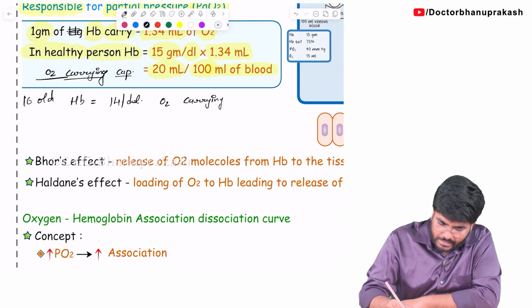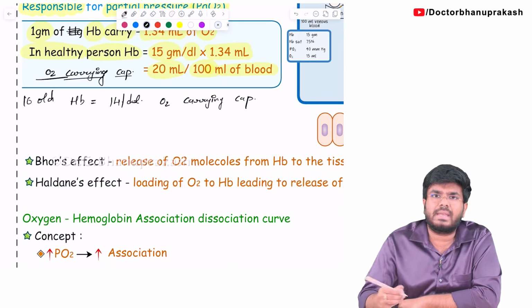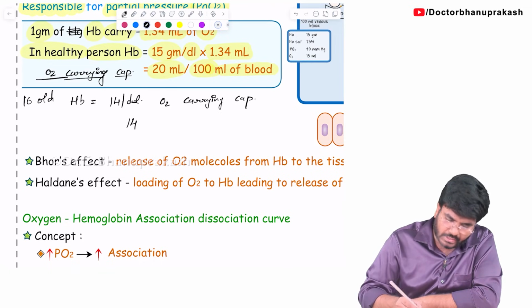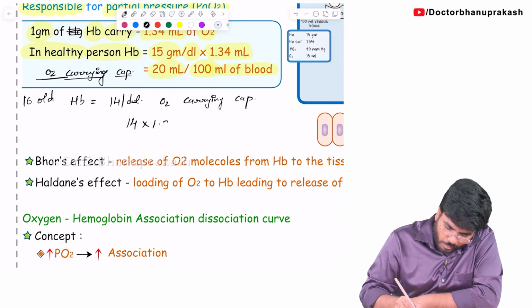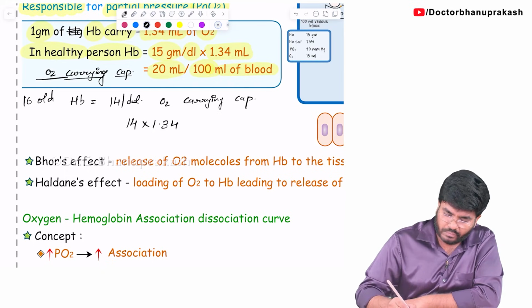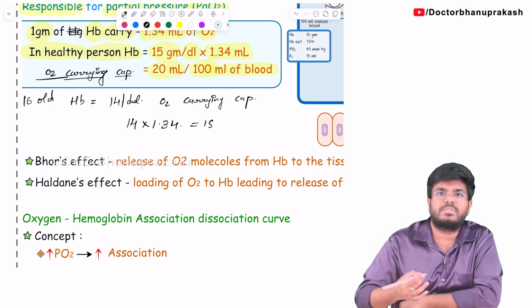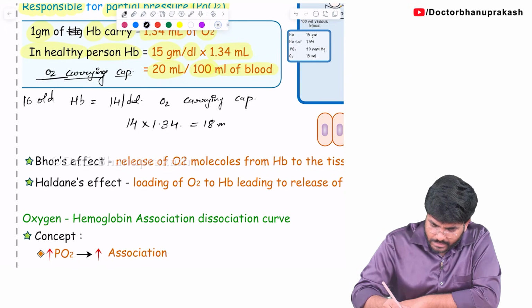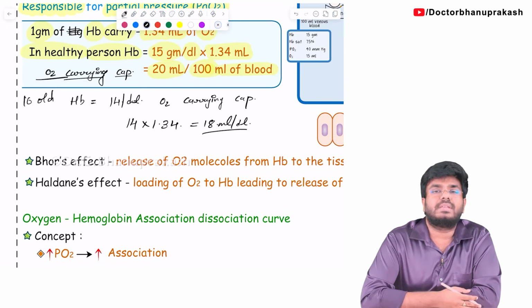What is his oxygen carrying capacity? How to calculate? You all know oxygen carrying capacity is nothing but hemoglobin times 1.34. Now he is having 14, so 14 into 1.34, it will be somewhere around 18 ml per deciliter. So this is how to calculate the oxygen carrying capacity.